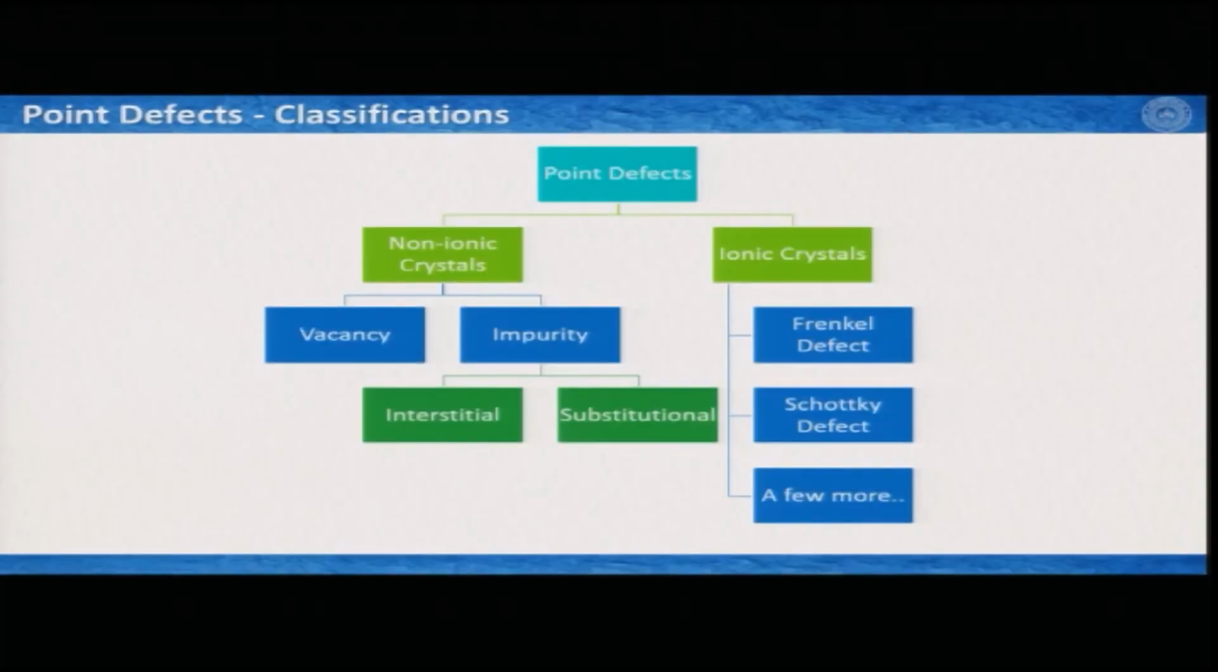So, point defects are classified in this manner, as given in this slide. First, they classify whether your crystals are ionic or non-ionic, and if your crystals are non-ionic, then you have vacancy and impurity, and within the impurity we have interstitials and substitutional impurities. Within the ionic crystals, there are mostly two categories, one is Frenkel defect, another is Schottky defect, and there are a few more, but we will mostly look at Frenkel and Schottky defect very briefly. But before that, let us go to the non-ionic crystals and first take up the vacancy.